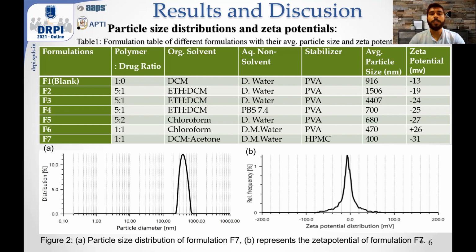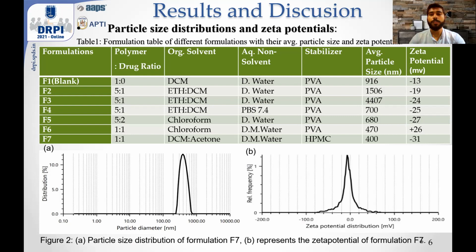In the table, column 3 represents the organic solvent used to dissolve polymer and drug. Then column 4 shows the aqueous non-solvent used for the formation of emulsion and the stabilizers used in different formulations. Then the last two columns show the average particle size and zeta potential of the formulation.